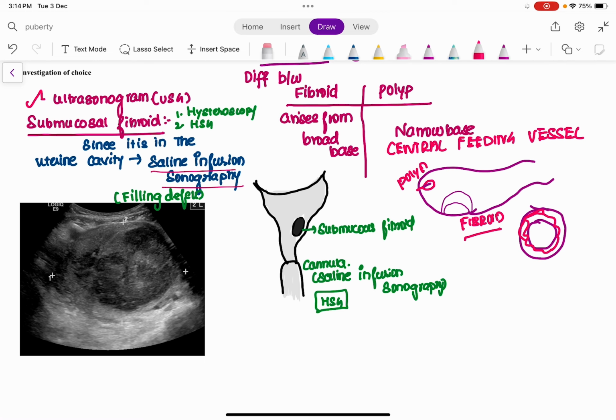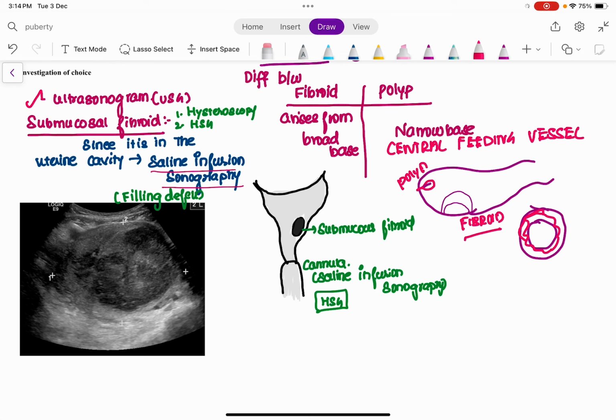But for certain fibroids, there are certain other investigations which are even more sensitive than the basic ultrasound. Those are the fibroids which are situated in the uterine cavity, that is the submucosal fibroid. So for any fibroid which is situated in the uterine cavity, what is the investigation? You can elucidate it with the help of hysteroscopy. Why?